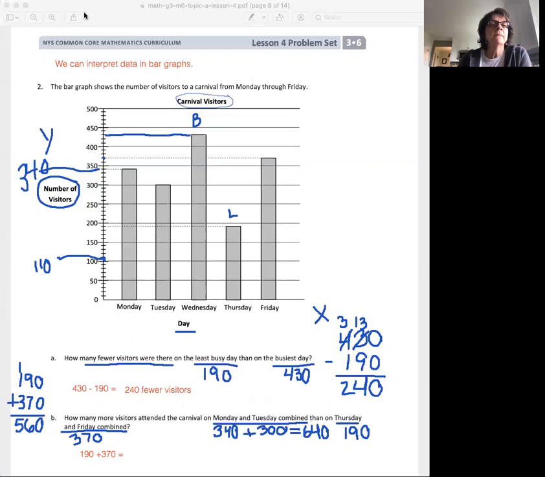All right. So if I come down here and put that in my number sentence, 190 plus 370 is 560. 560 more visitors. And where did I get that from? I go back up to the question and I can see the question actually was asking me how many more visitors attended.